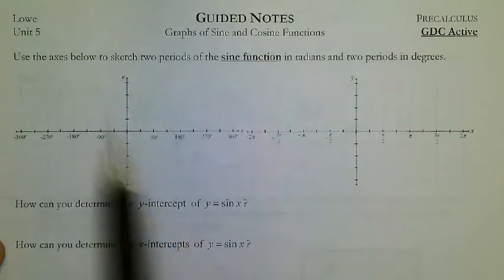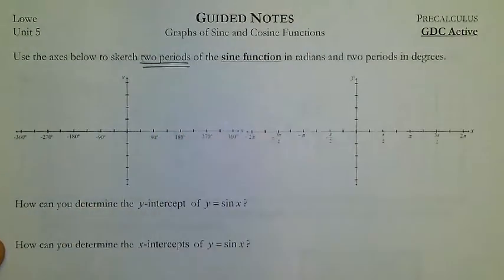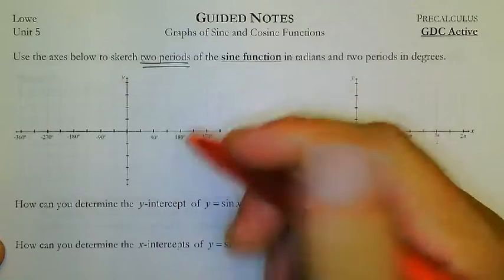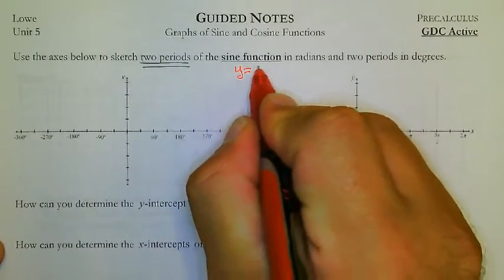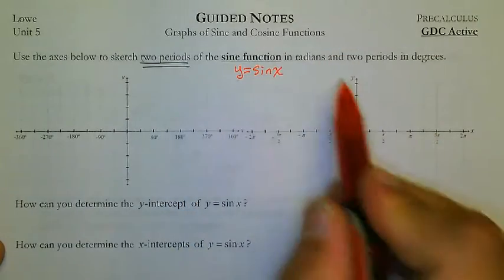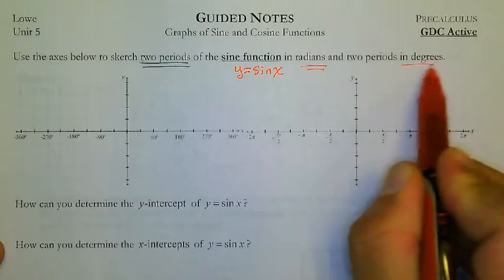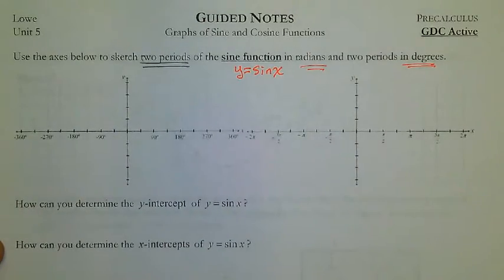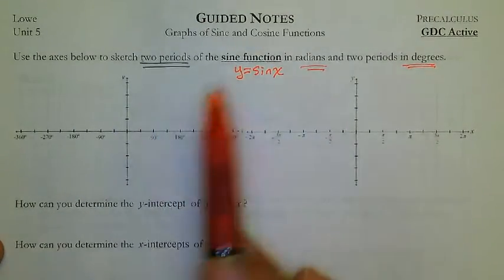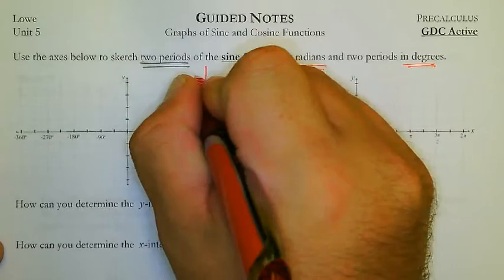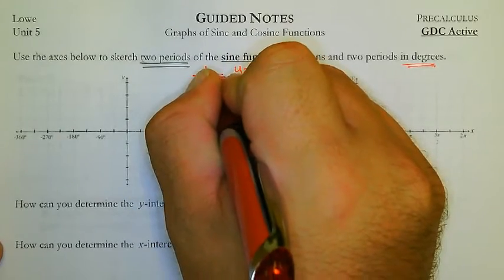Okay, so now we're going to sketch two periods of the sine function, y equals sine of x. We're going to do this in radians, and we're going to do this in degrees. We're going to sketch two periods, okay? So, once again, we know where this comes from for our ratios.